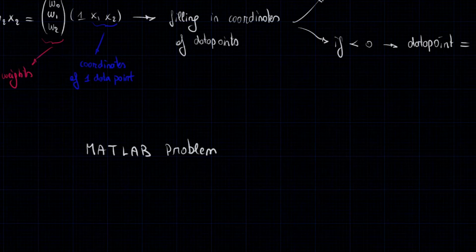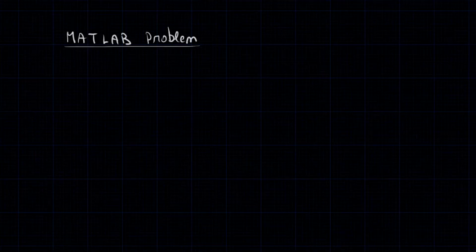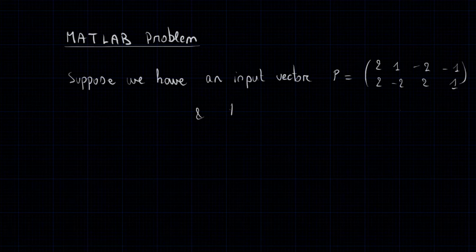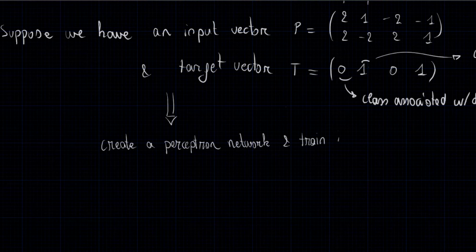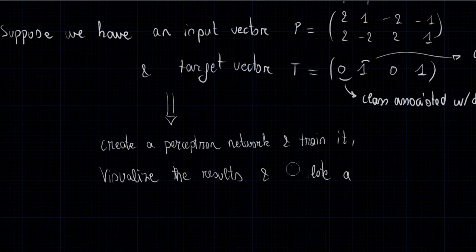Let's now consider the following problem. Suppose we have a 2x4 input matrix and a 1x4 target vector. Each column represents a data point corresponding to a specific class, depicted in the target vector. So for example, the first data point with coordinates x1 equals 2 and x2 equals 2 belongs to the 0 class.